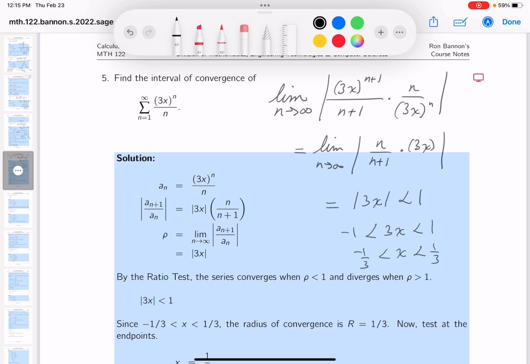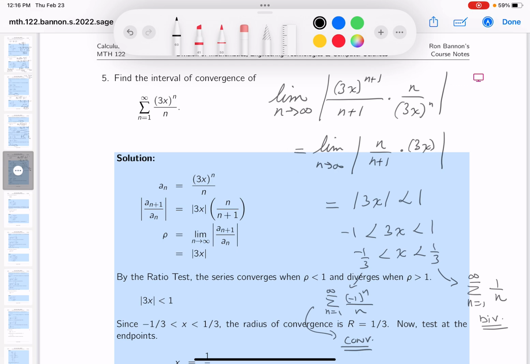So I've got to analyze the endpoints again, and if I can do that, it really doesn't look too bad. For example, if I analyze this endpoint, I'm going to get the sum from n equals 1 to infinity, and if x is 1/3, I would get 1 to the n, which is just 1, and you get 1 over n, which I know is divergent, by the way, harmonic. Let's do the minus 1/3. I'll look at this one over here, and that's going to be the sum from n equals 1 to infinity of minus 1 to the n over n, which I know is convergent. Again, you can do the AST if you want.